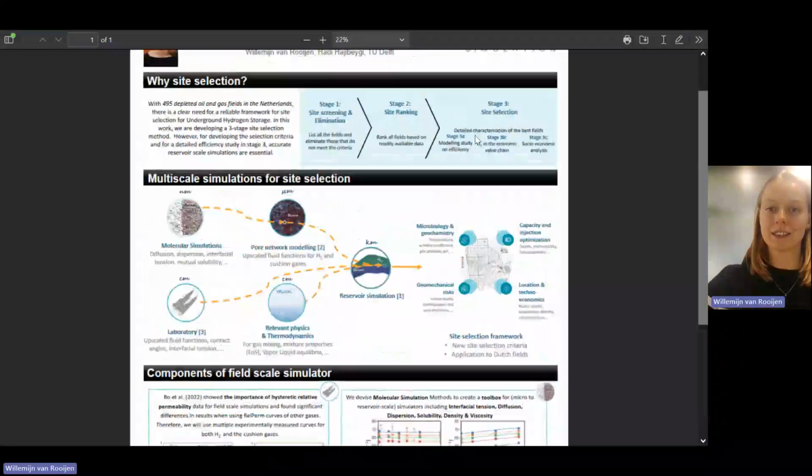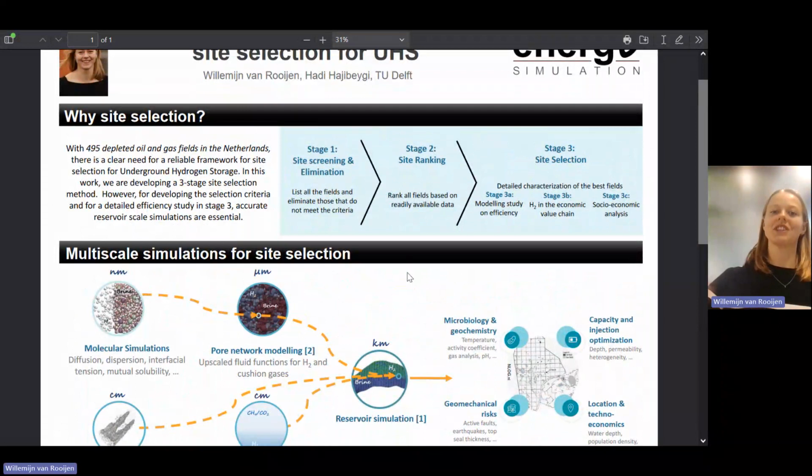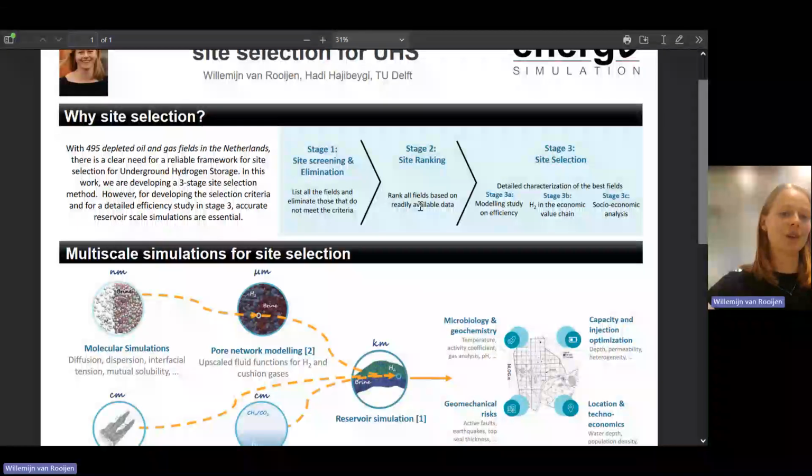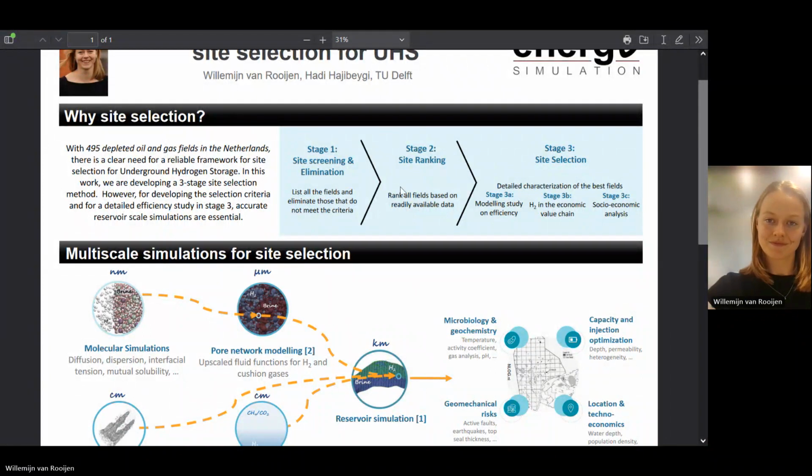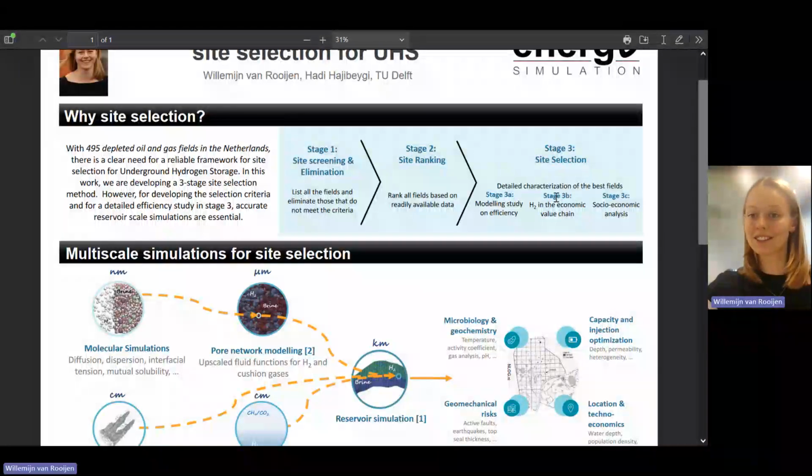So the site selection method, I will zoom in a little bit, will consist of 3 stages. In the first stage, we put all the sites on a list, basically, and based on readily available data and site selection criteria that we will develop, we can eliminate the fields that we already know are not good. Then we take the fields that are not eliminated to the second stage, and also based on readily available data, we want to rank all the sites. And for that, we also use site selection criteria.